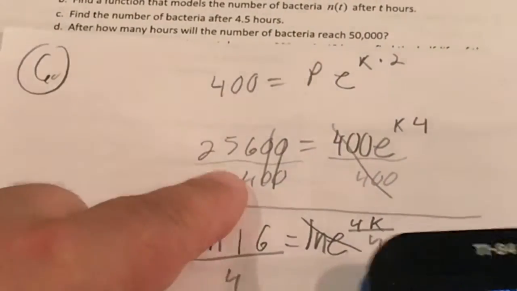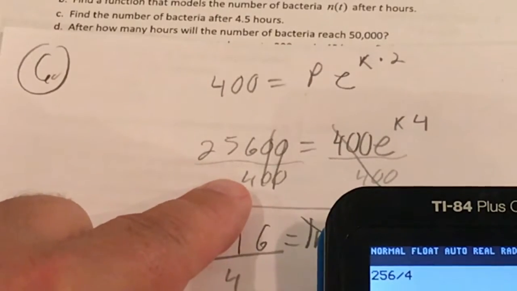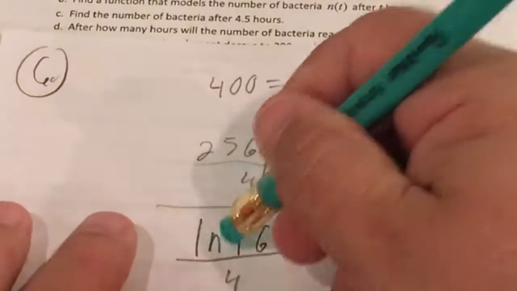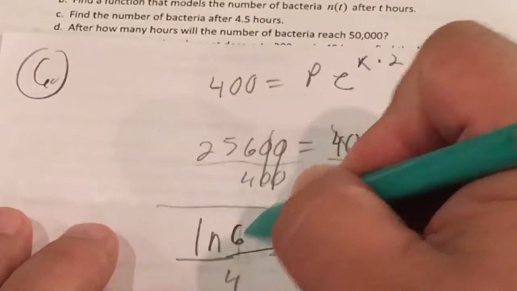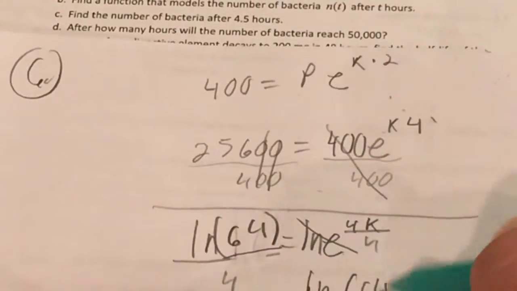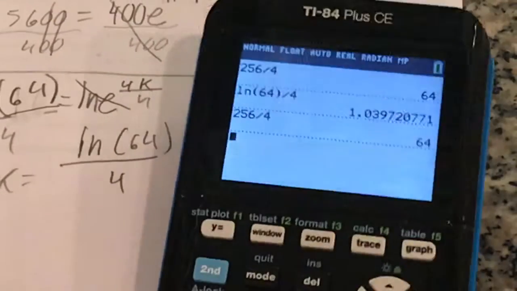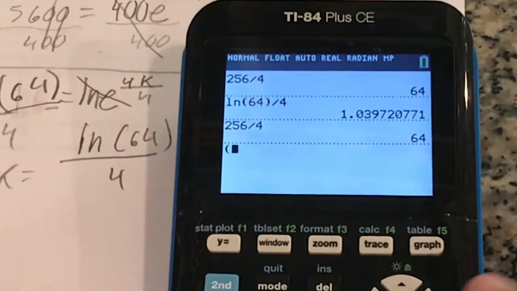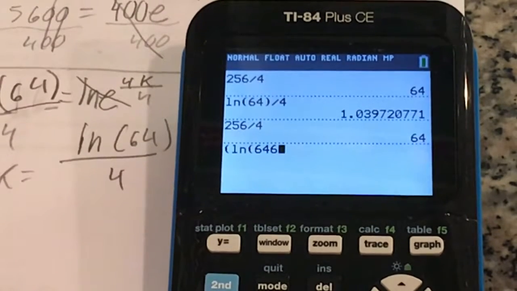Whoops, actually 256 divided by 4 was not 16, it was actually 64. So let me change that. Now we're going to enter ln of 64 divided by 4 into the calculator. We have to enter it accurately though. So open parentheses, ln of 64, close parentheses, and divide that by 4.